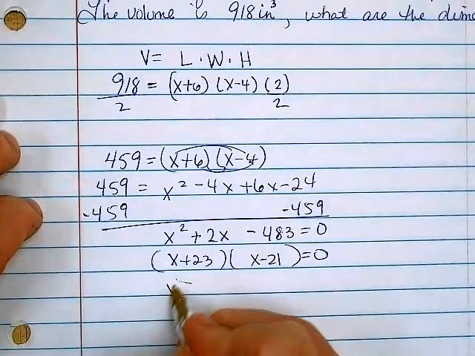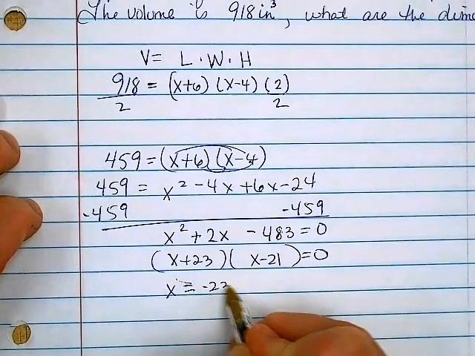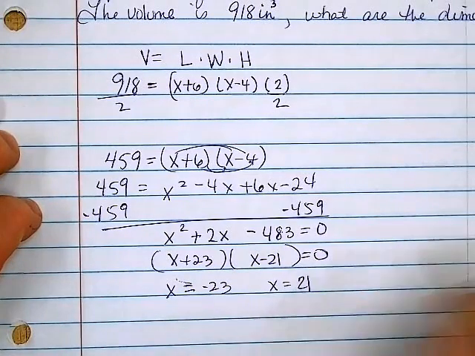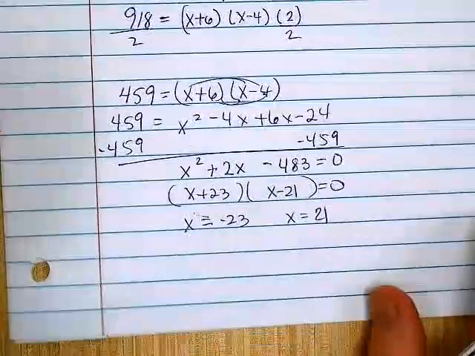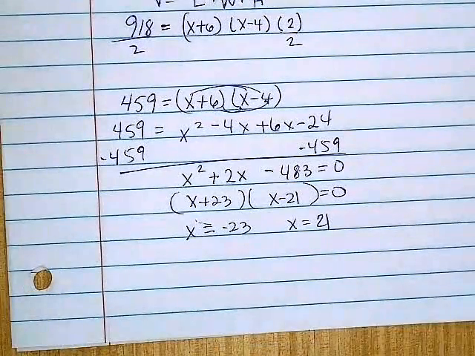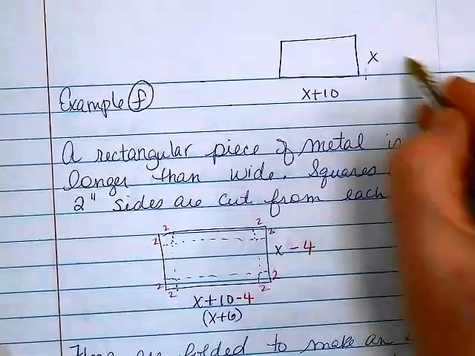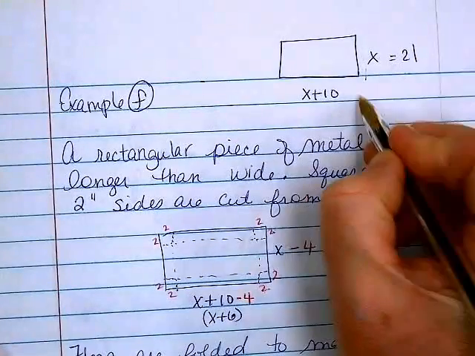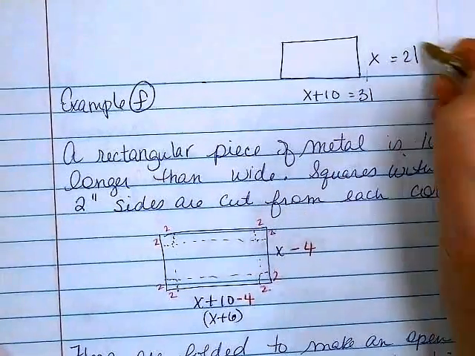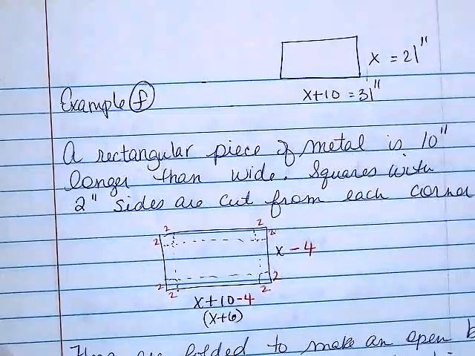When you solve, you're going to get x is equal to negative 23 or x is equal to 21. Once again, these are real dimensions, so we're going to have to go with the one that's positive. So this is going to be 21, and this side's going to be 31, and these are in inches. So that's that example.